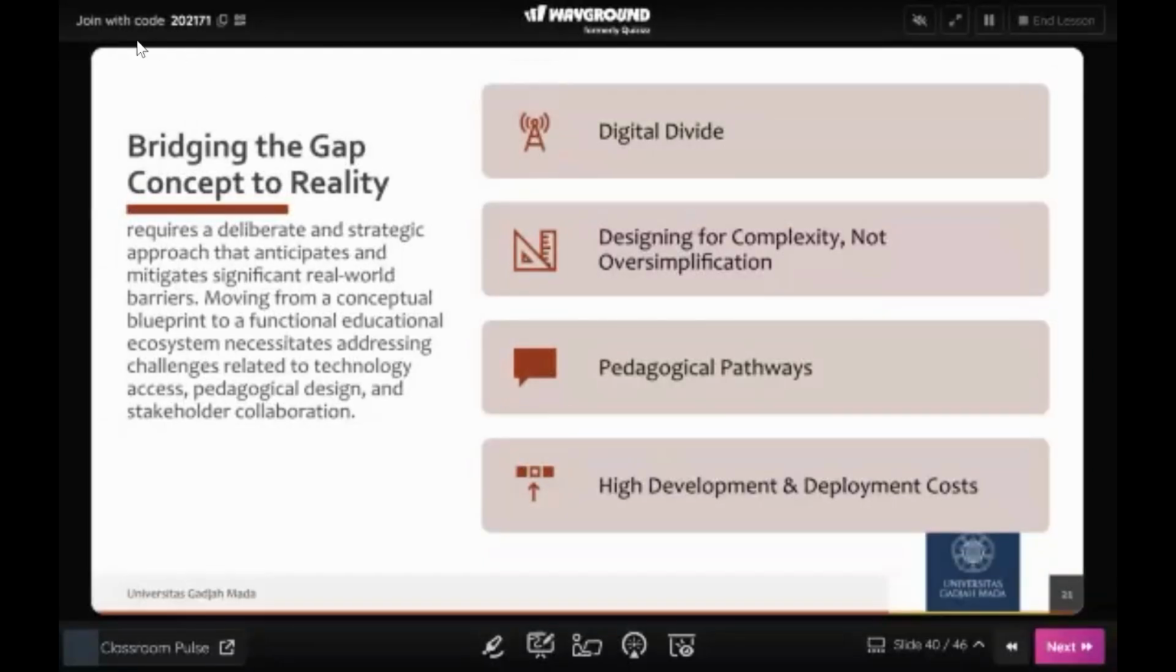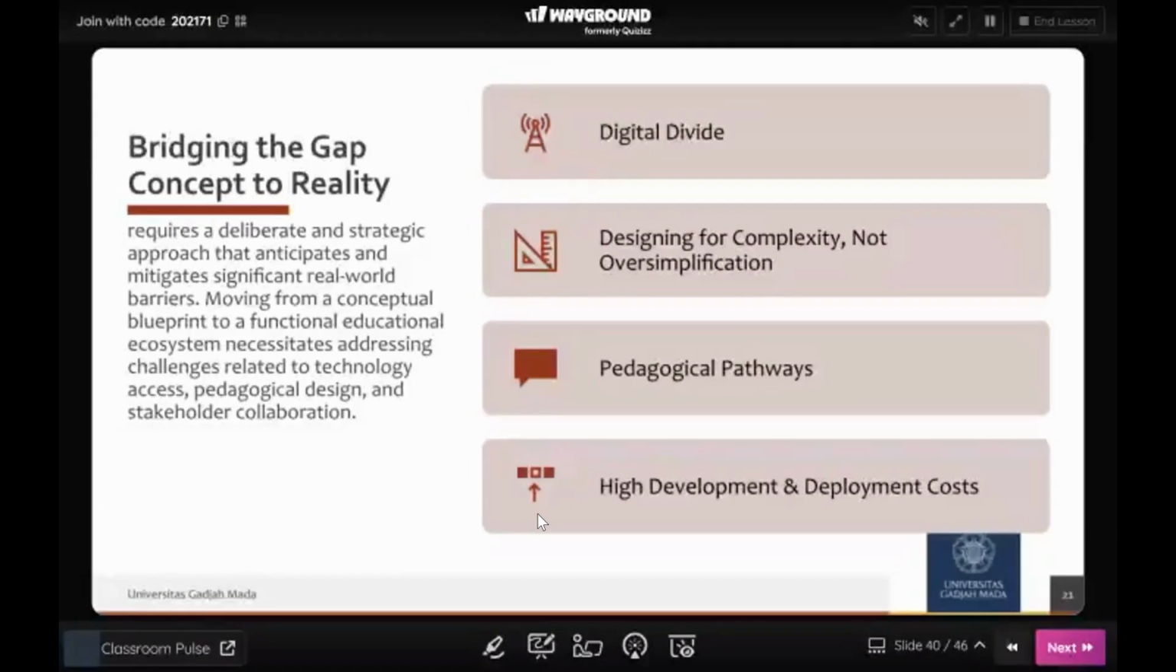We have several challenges in putting in the gamification. The first one is that there is still a digital divide. What we do in reality is not really equal in the digital world. A lot of games or content are still oversimplified, so we need to put in complexity. We also need to align with the curriculums. And the last one, we need to understand how to decrease the deployment costs of this gamification model.